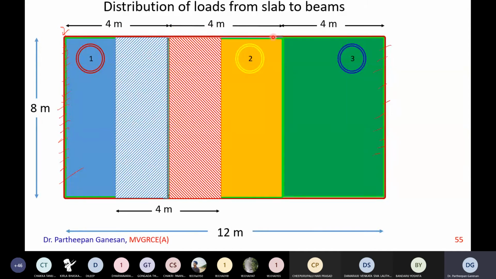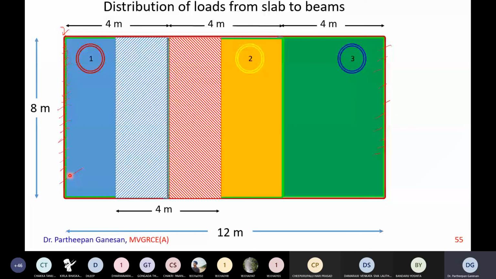Similarly, this is also 4 meter. So half of 4 meter is 2 meter. This is also 2 meter. So this is 2, this is 2. So the 4 meter length of slab load will be transferred to this beam.